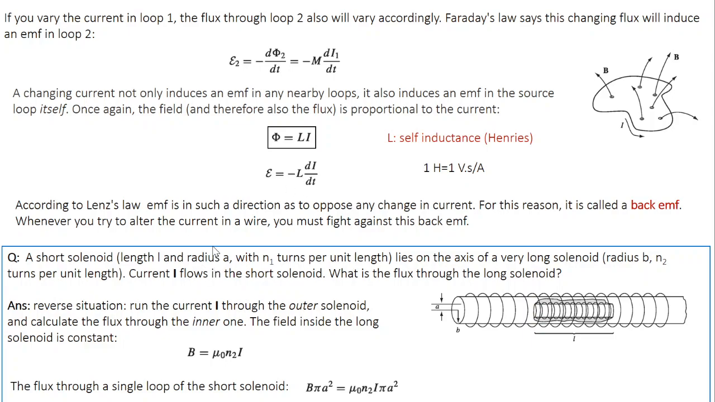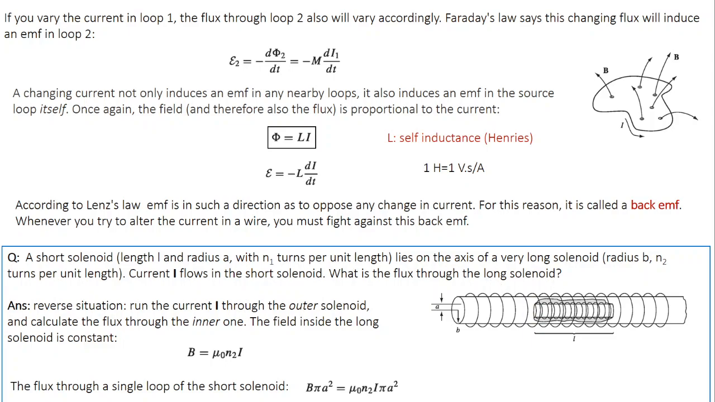Let's do one quick problem related to mutual induction. A short solenoid of length L and radius A with N1 turns per unit length lies on the axis of a very long solenoid of radius B and N2 turns per unit length. Current I flows through the short solenoid, what is the flux through the long solenoid?